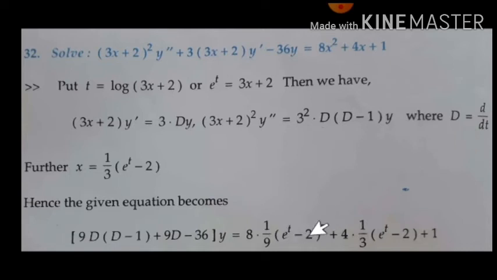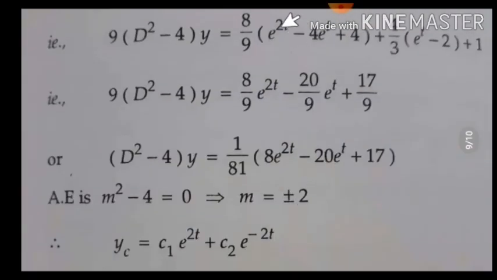So the (a minus b) whole square formula is applied: e to the power of 2t plus 4, minus 2 into 2, 4 into e to the power of t. So e to the power of 2t plus 4 minus 2 into 2, 4 e to the power of t, and the rest of the terms as they are.